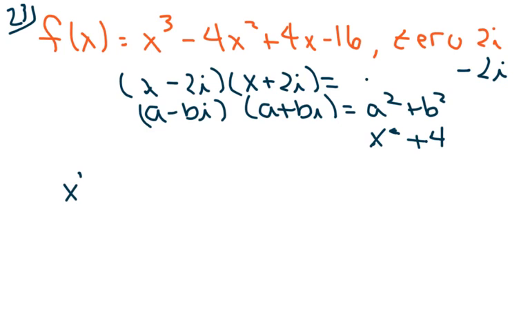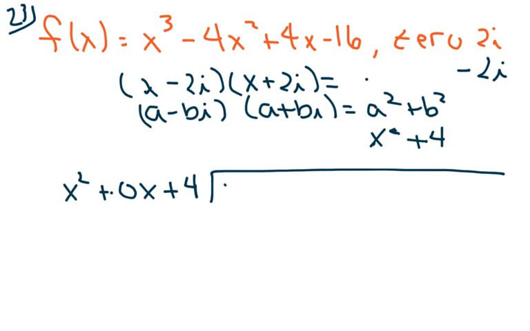So I'm going to put x squared plus 4 here. If you don't have to do this, fine. I just get confused if I don't, so I put the placeholders in here. And I'm going to use long division. This is x cubed minus 4x squared plus 4x minus 16.